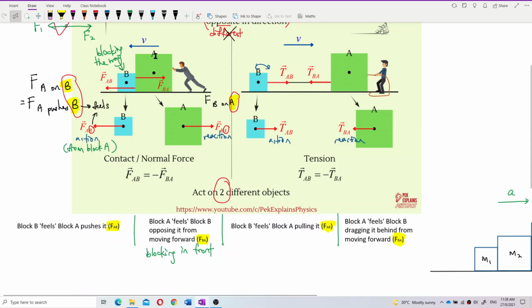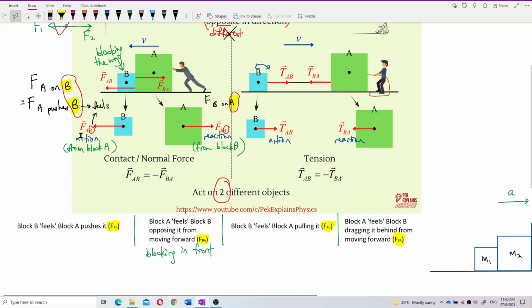Without block B, block A can move forward much easier, without the resistant force of FBA. FBA is like the resistant force, like B is blocking the way. So A cannot move freely because it gets FBA, the reaction force from block B. I just want to write it here. This one is from block B.